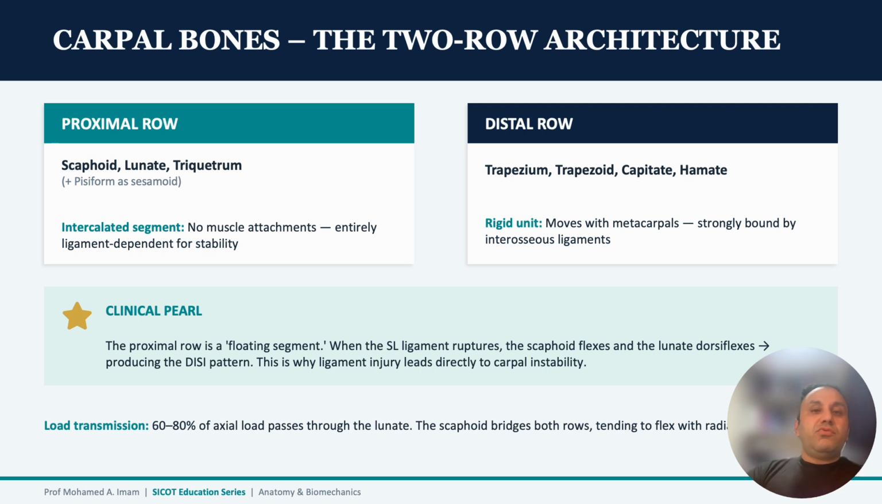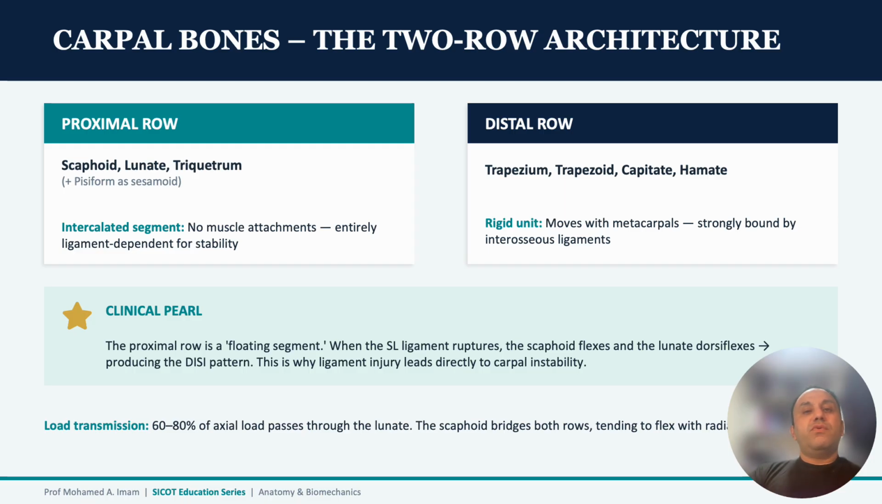Then you have the lunate, which has a central role in force transmission, subjected to 60 to 80% of axial load, and articulates with the radius and capitate. Then you have the triquetrum, which articulates with the hamate through the helicoid joint. You have the pisiform, which is a sesamoid in the FCU tendon and doesn't contribute to primary stability.